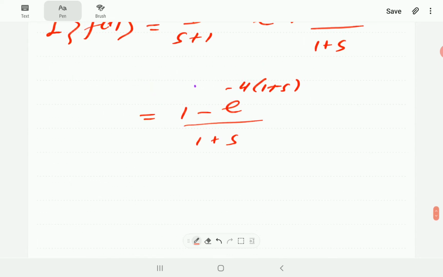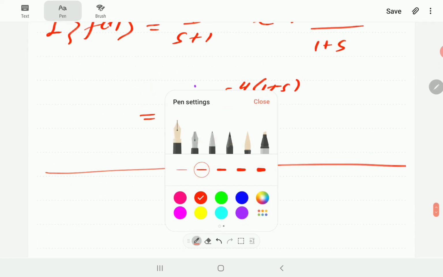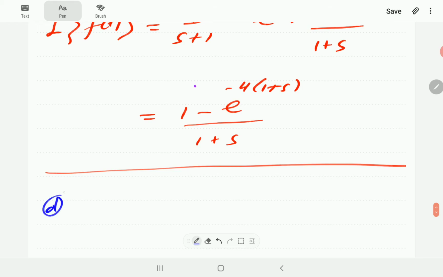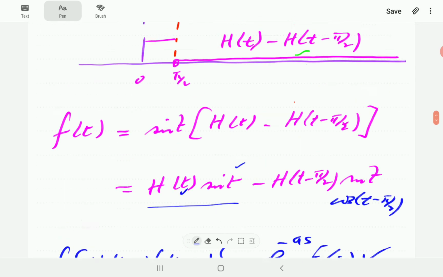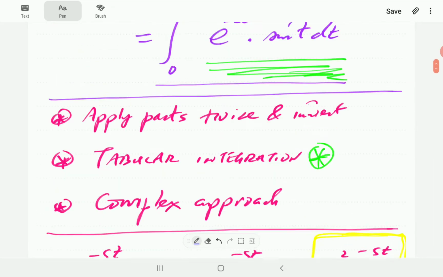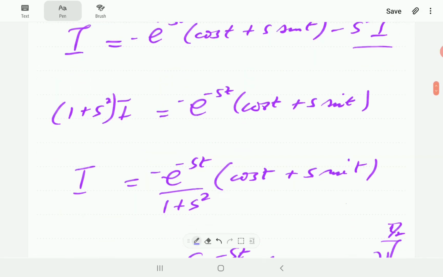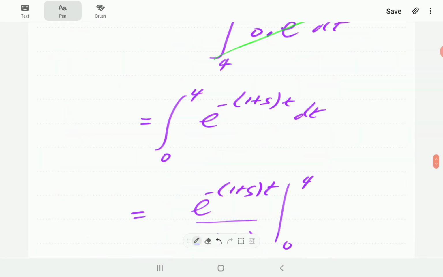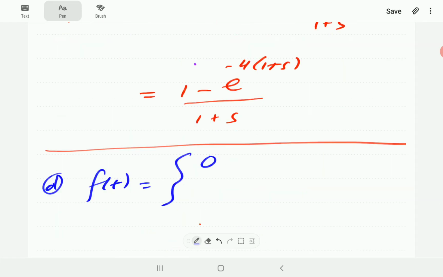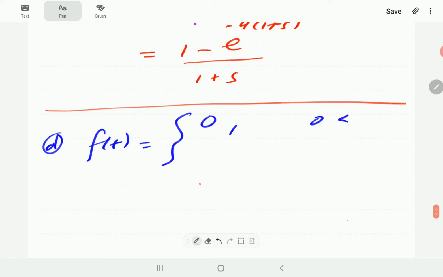Right, then for the next example, which is example number D. In example number D, our function is defined as follows. f of t is 0 in the interval from 0 to 1, then t squared minus 3t for t greater than 1.